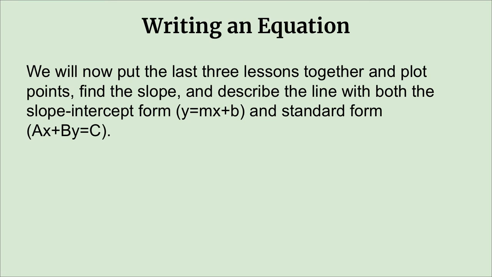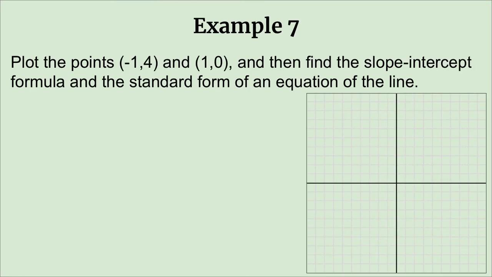All right, so now we're going to work on putting all three last lessons we've done together: plot a point, find the slope, and describe the line in 2 ways. So plot the points -1, 4, and 1, 0. So we'll go left 1, up 4, 1, 2, 3, 4. There's -1, 4. And then 1, 0 would be here. We can connect those dots there. Something like that.